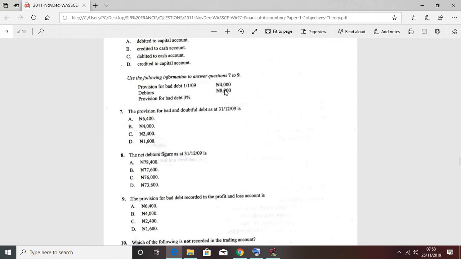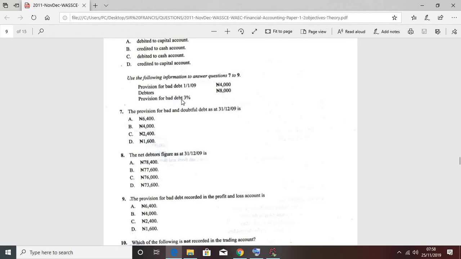So the accountant made a provision in the previous accounting year. We are in January 2009. It means in the previous accounting year, which is 2008, the provision made was 4,000. This 4,000 has already been recorded in the previous accounting year. But we are in 2009. The question is, as at 31st December 2009, what should be the provision for bad debt?